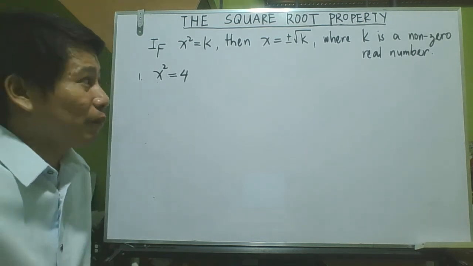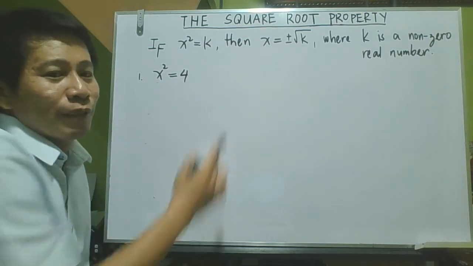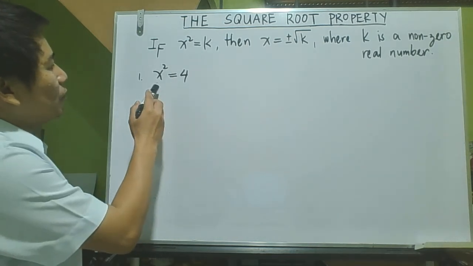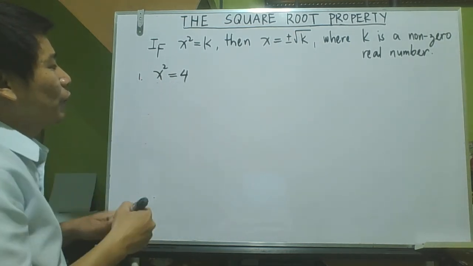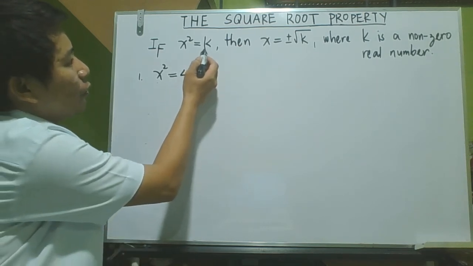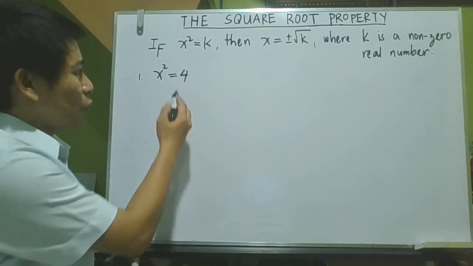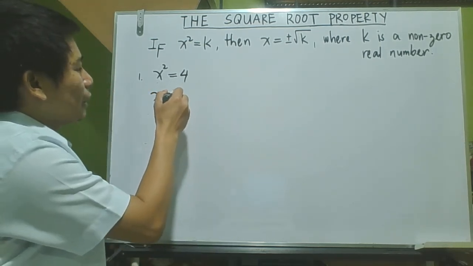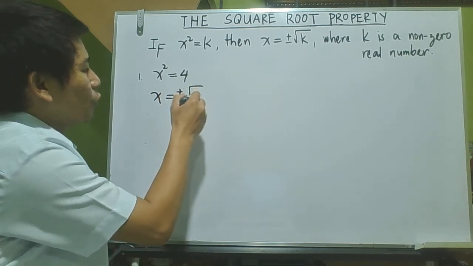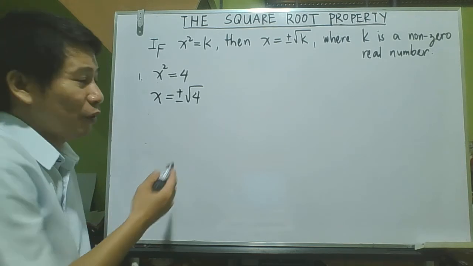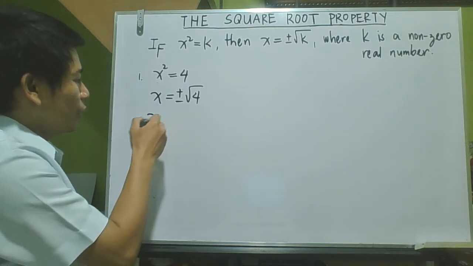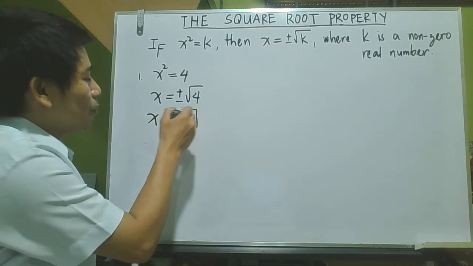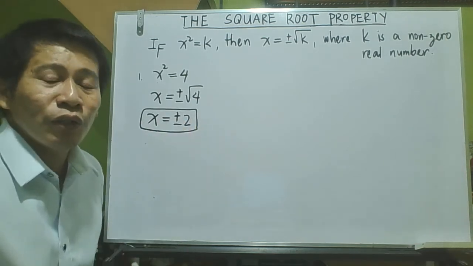Now, to illustrate how the square root property is applied, let's start with this first equation. Here we have x squared equals 4. Here, our value of k is 4. So if we apply the square root property, x will be equal to positive negative square root of 4. And the square root of 4 is 2. Therefore, the values of x will be positive negative 2. And these are our roots or solutions.